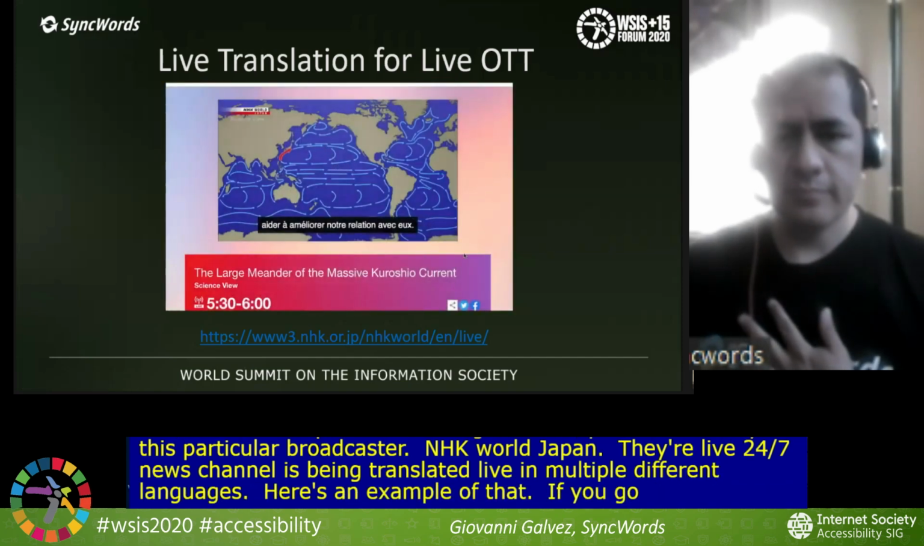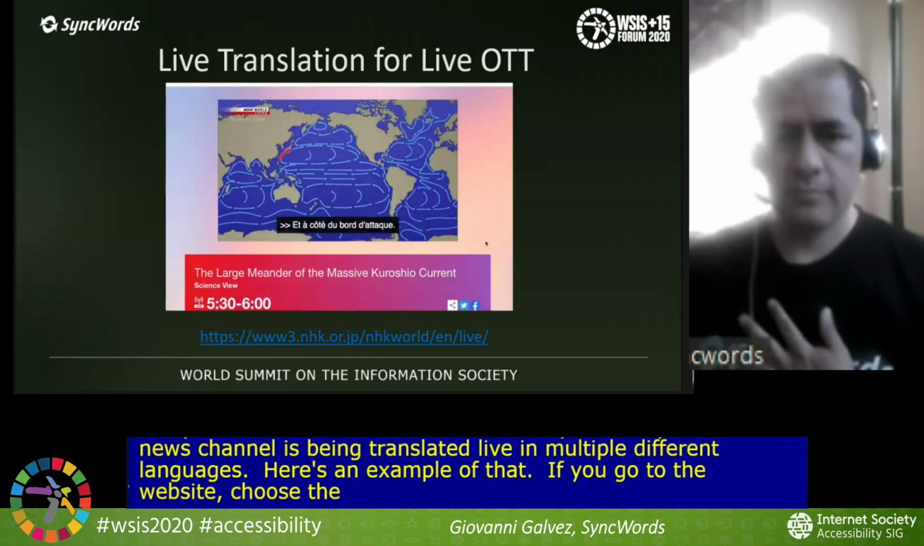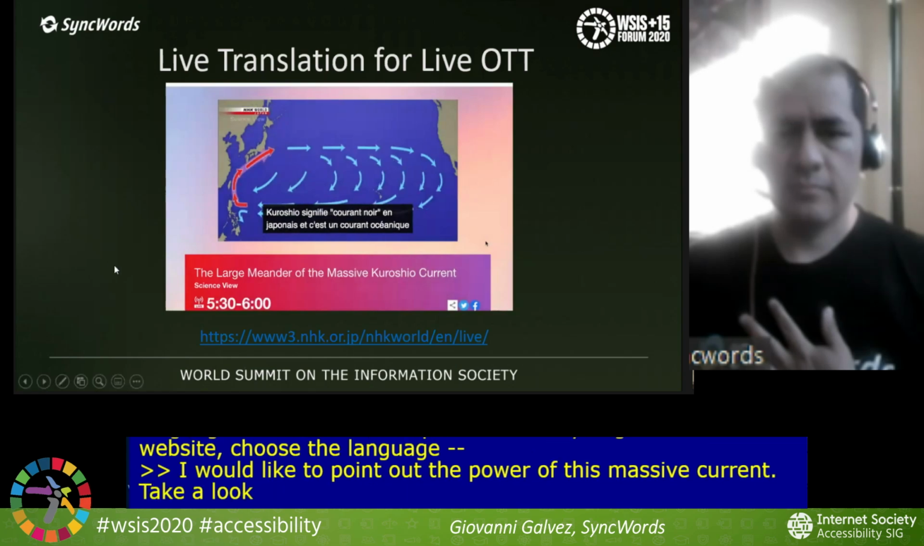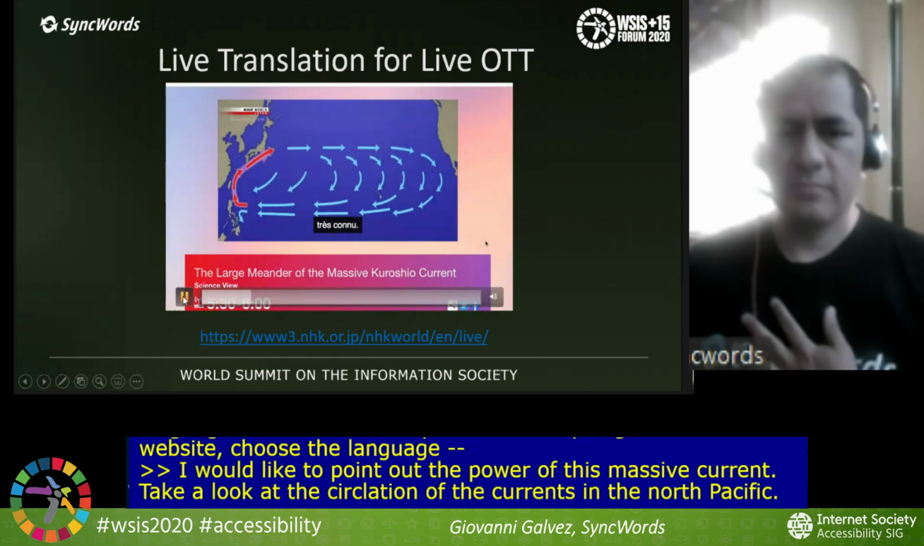And I would like to point out the power of this massive Kuroshio current. Take a look at the circulation of these mid-latitude ocean currents in the North Pacific. The Kuroshio current is marked in red.